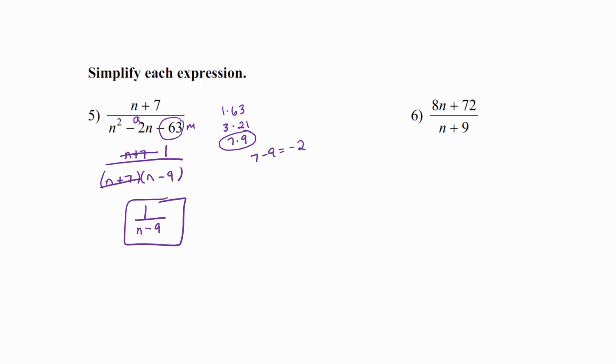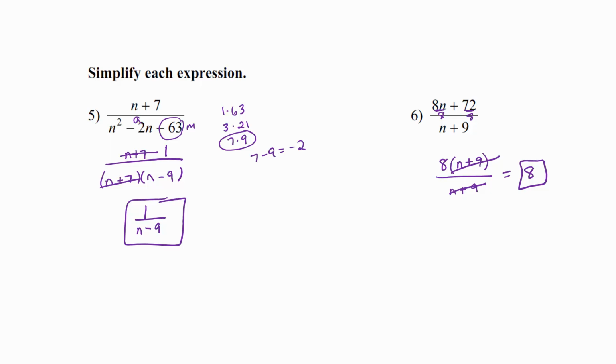On 6, okay, same type of problem, but slightly different. We don't have something in common with all of them, so we're forced to look for ways that we can factor. There's another kind of factoring other than what we did on number 5, where we look at our terms and see if they have something in common. So both of those numbers can be divided by 8, and that would leave us, if we divide them both by 8, with just 1n and plus 9. And so what we can do is rewrite 8n plus 72 as 8 times n plus 9. And that means these n plus 9s can cancel out, and our answer is just 8.